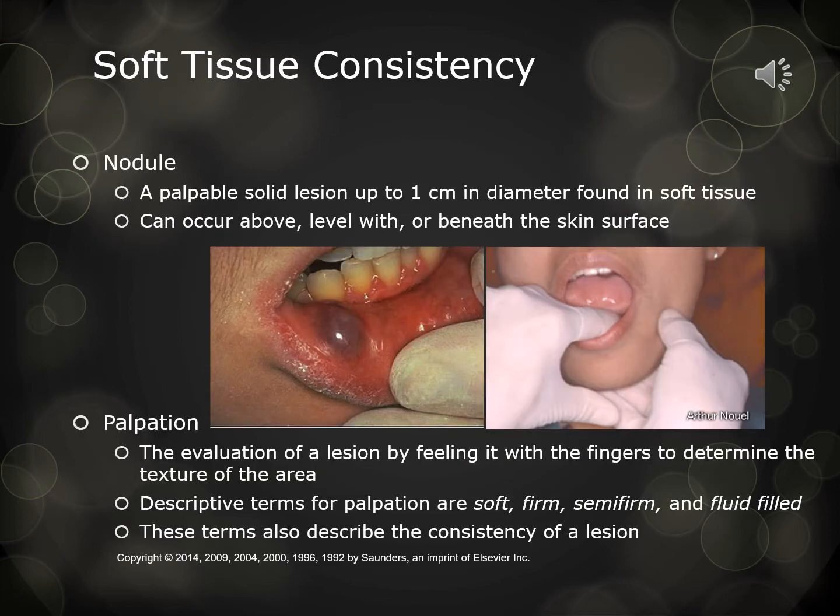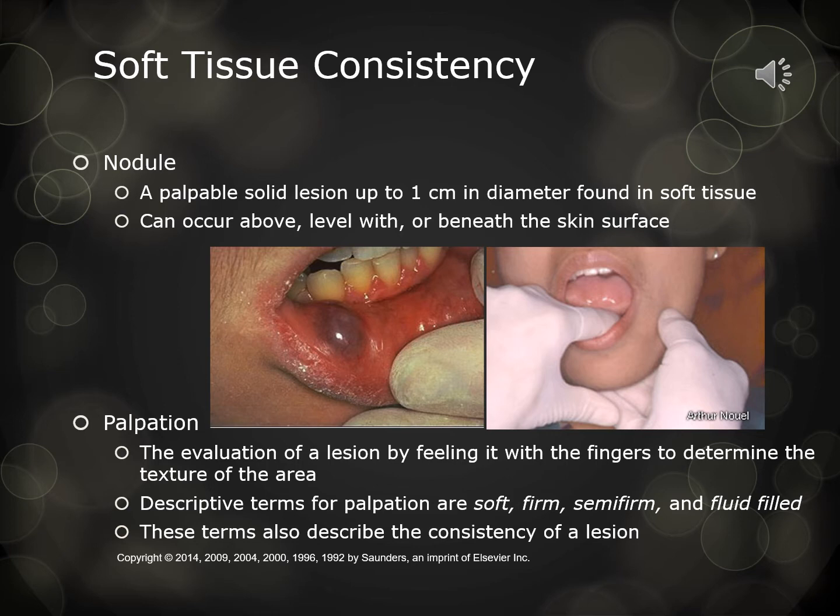Let's go on to soft tissue consistency. We're going to talk about not only seeing, but also feeling, so we're going to use another sense. We're going to feel a nodule. A nodule is a palpable solid lesion up to 1 centimeter in diameter. It is found in the soft tissue, and it can occur above or below the skin surface.